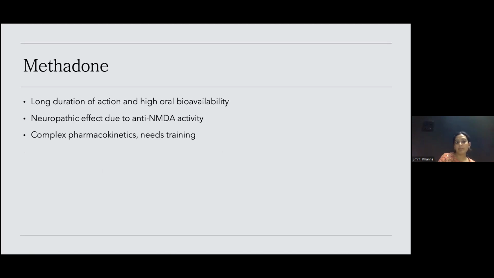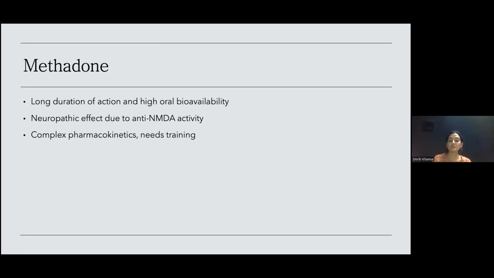So we come now to the last opioid medication, which is methadone. Methadone has a longer duration of action. Usually we give it at 8-hourly intervals. It has higher oral bioavailability. It also has anti-NMDA activity, and that's why it has a very good potent neuropathic effect.